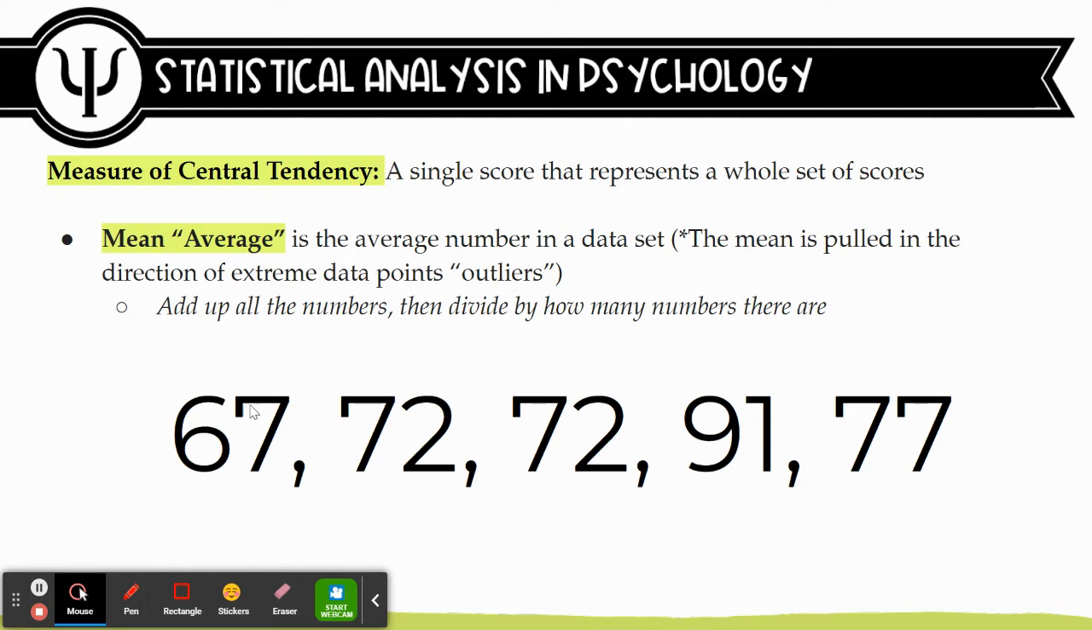In this situation, we're adding 67, 72, 72, 91, 77. Then we're dividing by 5 because there are 5 numbers there. That will give us our average, and that will give us a single score that could represent the whole set of scores.